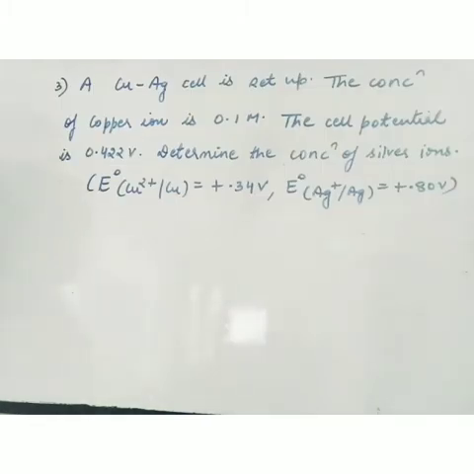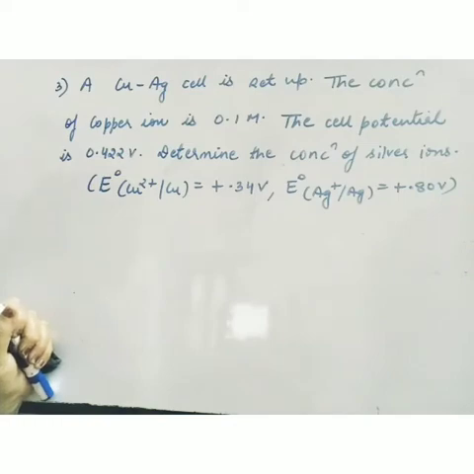Now the next type of question which can be asked from the Nernst equation is like this. A copper silver cell is set up. Okay, means I have taken 2 rods, copper and silver. The concentration of copper ion is 0.1 M. Okay, so concentration of copper ion is given to us. The cell potential is 0.422 volt. That is EMF is given to us. What is the concentration of silver ions? Okay, such type of questions also come. In that we have to calculate the concentration of any electrolyte, and standard potentials are given to us.